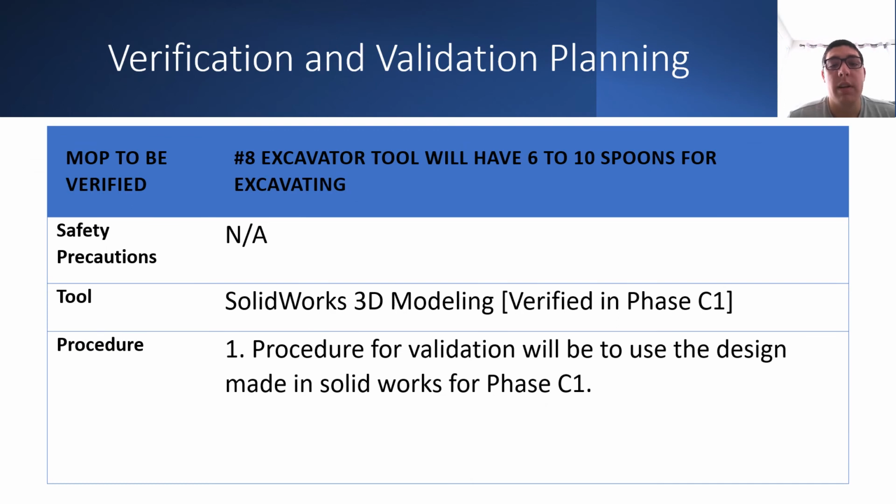This MOP validation is for the conveyor excavating system. The MOP is that the excavator tool will have 6 to 10 spoons for excavating. It does not have any safety precautions that we need to take. The tool for this would be SolidWorks 3D modeling. This MOP was verified in phase C1, and the procedure is that for the validation we'll have to use the design made in SolidWorks for phase 1.